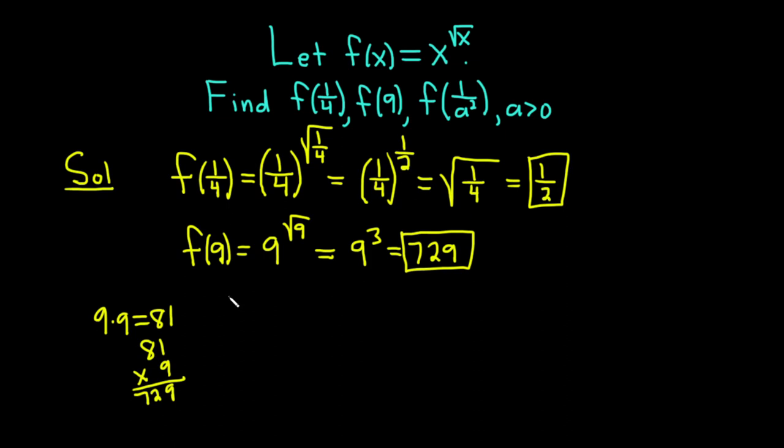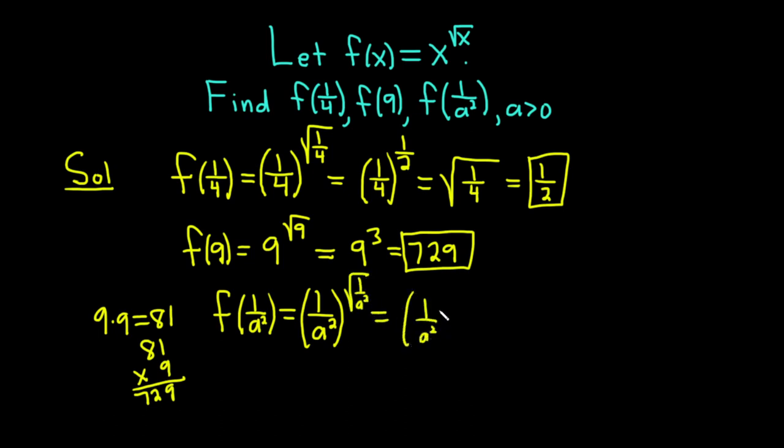And last but not least, we have f of 1 over a squared. This is equal to 1 over a squared, and then parentheses, and the exponent here is the square root of 1 over a squared. This is equal to 1 over a squared. The square root of 1 over a squared is 1 over a.